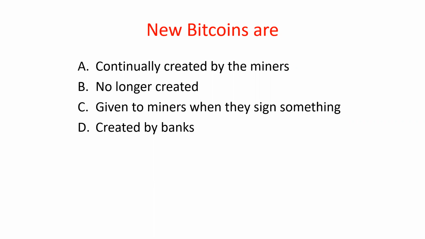It's A and C. The answer is actually okay. In the poll here, everybody online, we're all over the place. Here in class, people here in the live studio audience know that the answer is C. They're given to the miners when they mine something. Yes, that's where new Bitcoins come from.